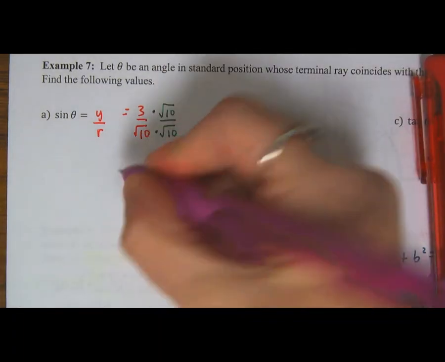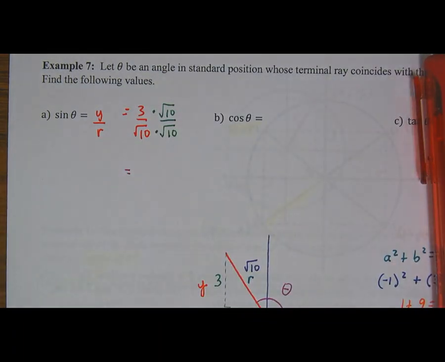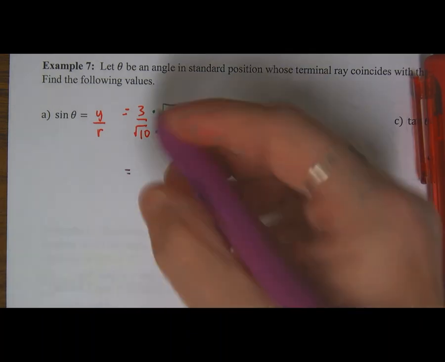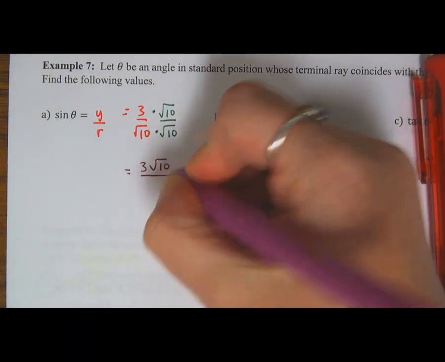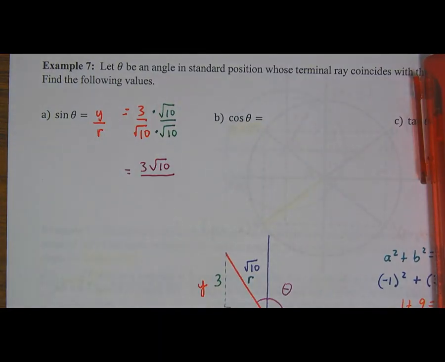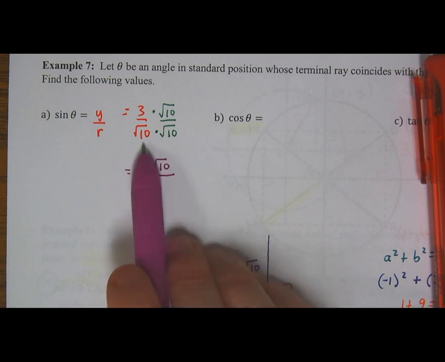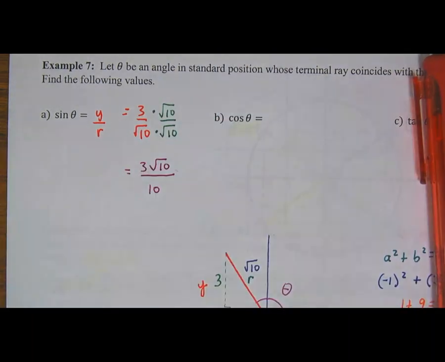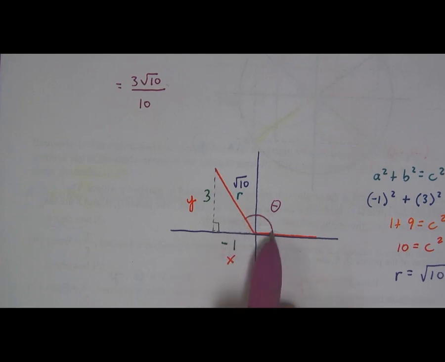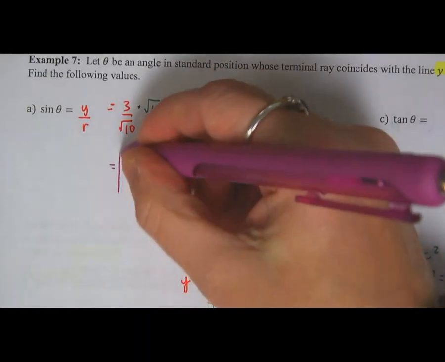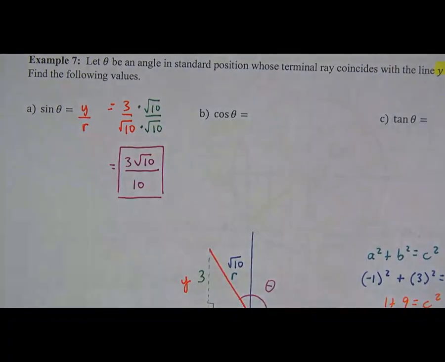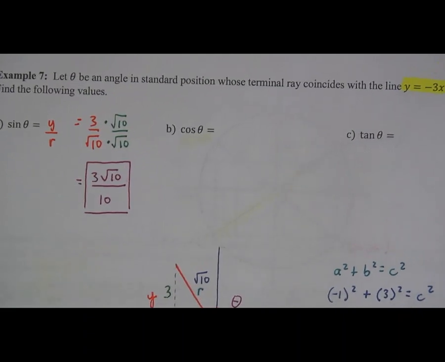And I'm just going to work down the page because I'm out of room to work horizontally here. But what's going to happen there is you're going to have 3 root 10 on the top. That's 3 times square root of 10. And on the bottom, the whole reason we did this is because the square root of 10 times itself is just 10. I want you to know what you just found. You just found sine of this angle. That may not mean a whole lot to you right now, but it's really important that you understand that's what you found.